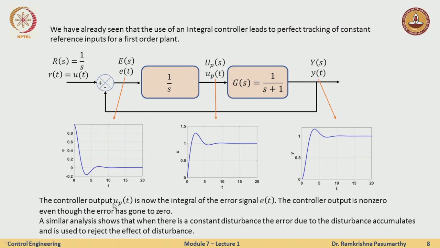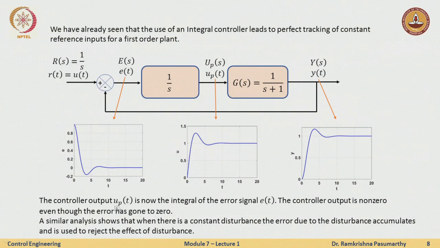So, up, this signal, is now 1 over s times E(t), or if I talk in terms of the time domain, it is the integral of the error, right. You integrate this signal and you get up. Earlier it was just getting multiplied. If the error was 0, it was 0.5 times 0, if it was 5, 0.5 times 5 and so on, right.